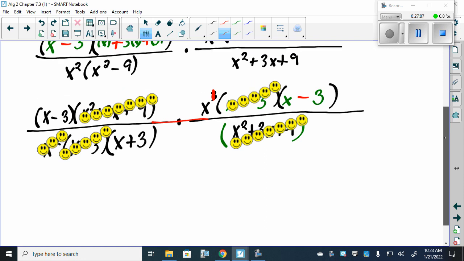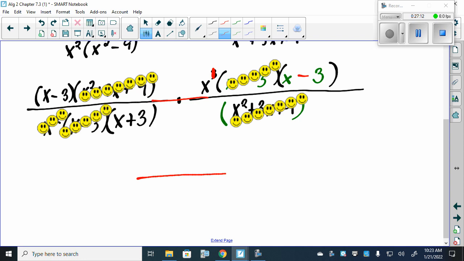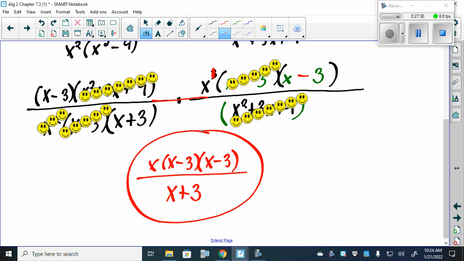Now, is there anything else? No. And this time we are left with something on the bottom. And on top we have x times x minus 3 times, and that'd be it. Any questions on this here?